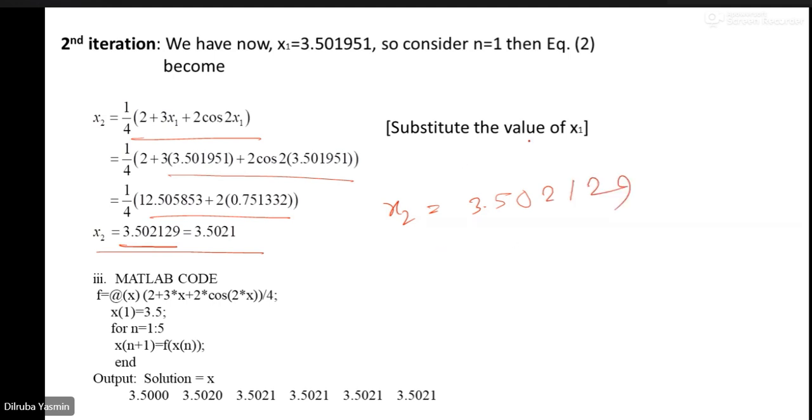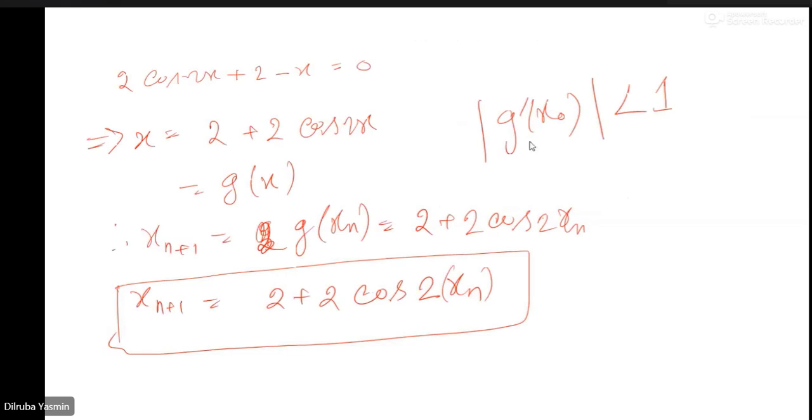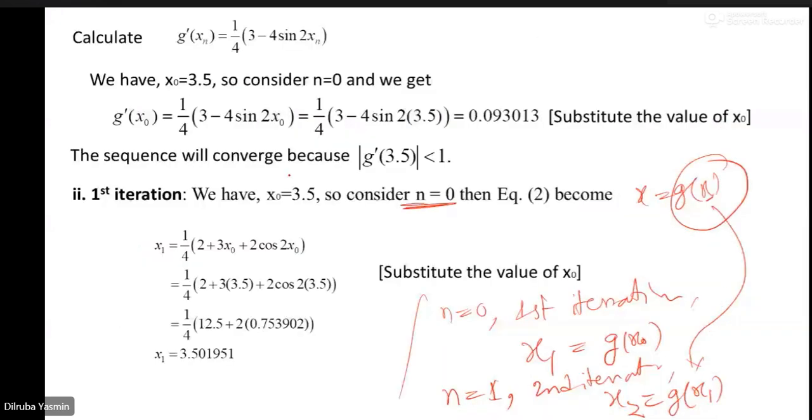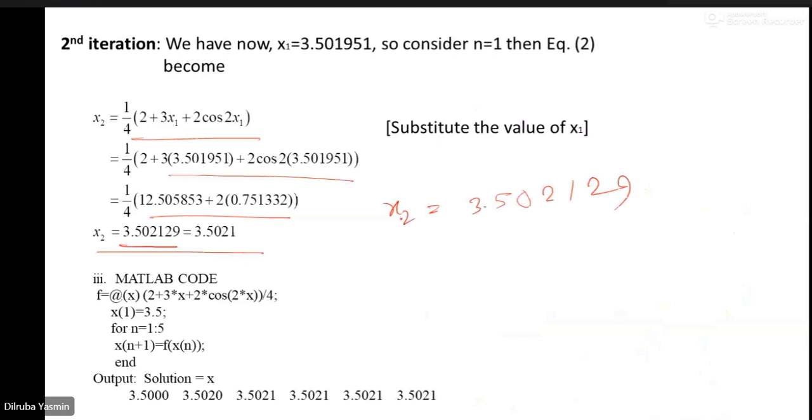Look at the question. You have already estimated the root of the nonlinear equation in one variable, but look at the requirement. Another requirement is that you have to estimate the solution up to 3 decimal places. That's why you have to keep only 3 digits next to the decimal marker. This is the required answer based on the question.